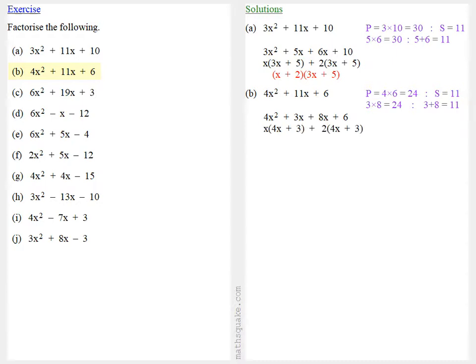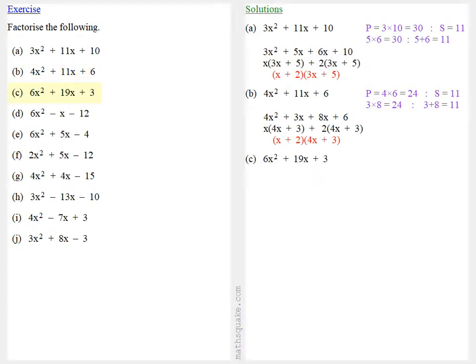Now we can factorise the first pair by taking out x, and we have x into 4x plus 3. And we can factorise the second pair by taking out 2, giving us plus 2 into 4x plus 3. Now the brackets are both the same. We've got x times the bracket plus 2 times the bracket. So that gives us x plus 2 times 4x plus 3.